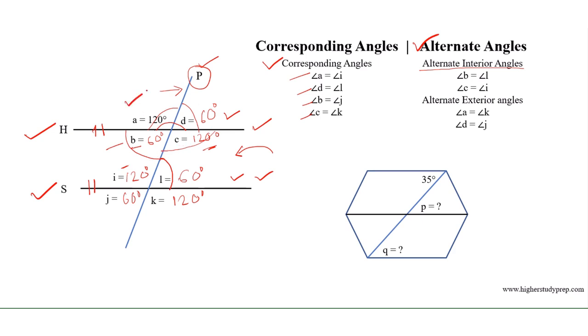On the other hand, A and K are also equal to each other, but they are on the opposite side of P, but A is above the line H and K is below the line S. So they are called alternate exterior angles. Similarly, D is equal to J. So in this figure, P and 35 are alternate interior angles. So P is equal to 35, where P and Q are corresponding angles. As we know that corresponding angles are also equal to each other, so P is equal to Q is equal to 35 degrees.